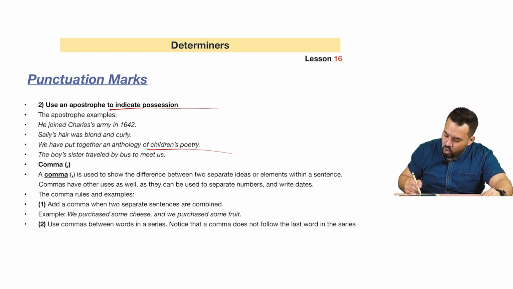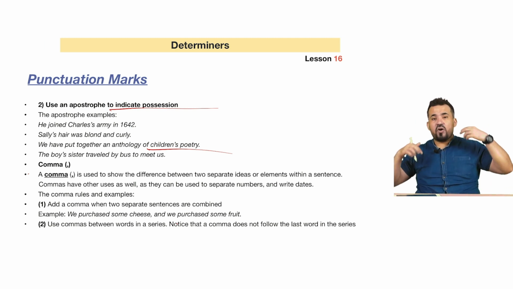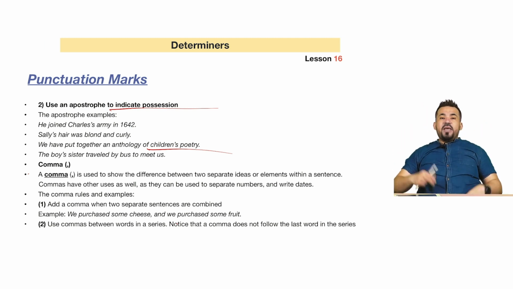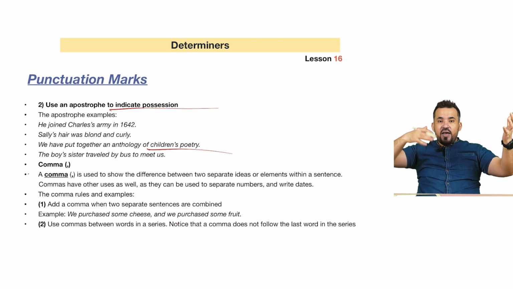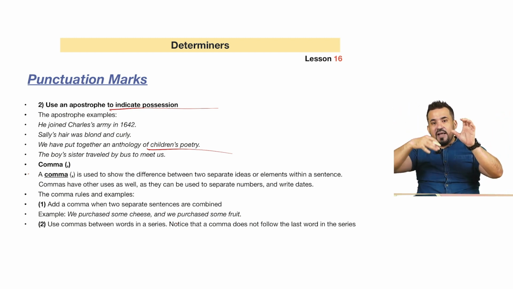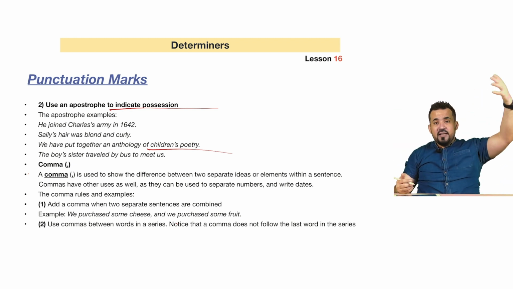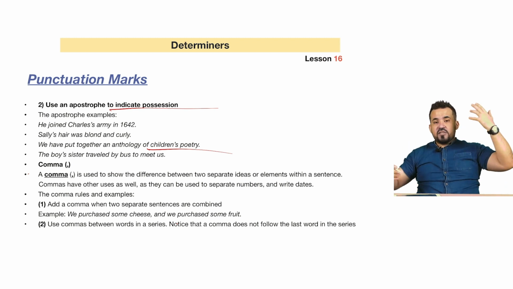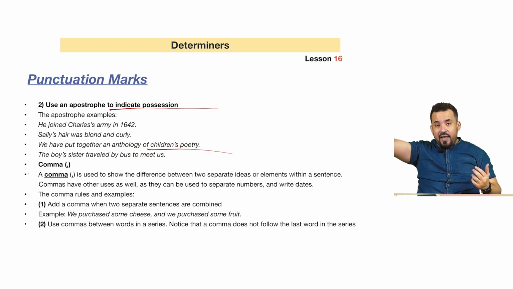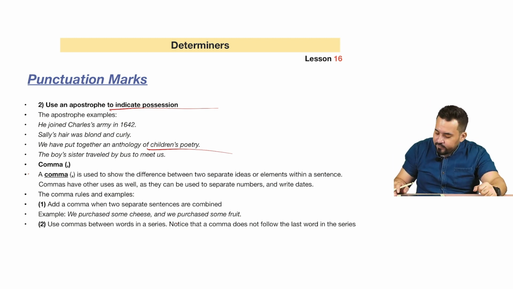Use commas between words in a series. Note that commas do not follow the last word in the series. Okay? What does that mean? Like, for example, as we said earlier, you have many people, so you name them and you put the comma after each name, and then the last one, you put a comma and then you say and, and give the last person's name. Like, for example, I invited Sam, Alex, Ronan, and Samantha.